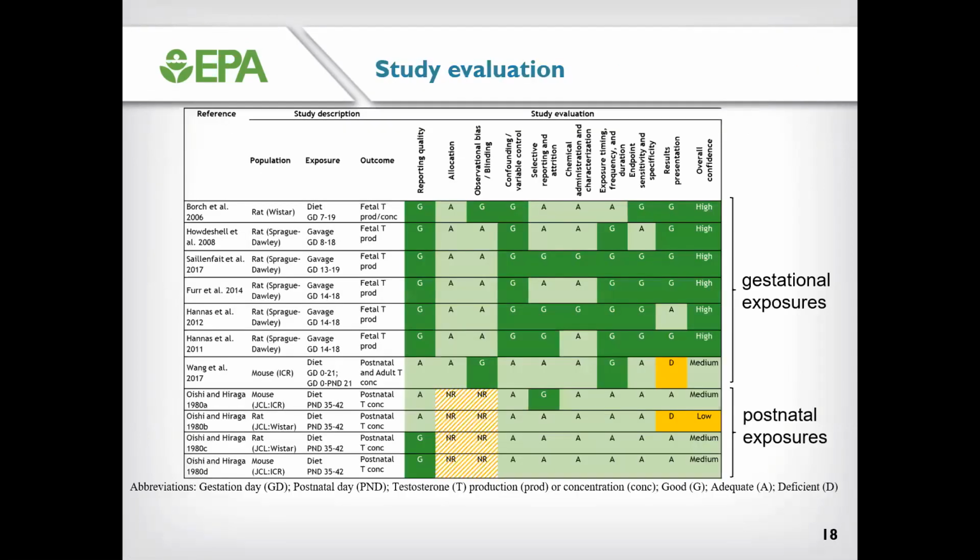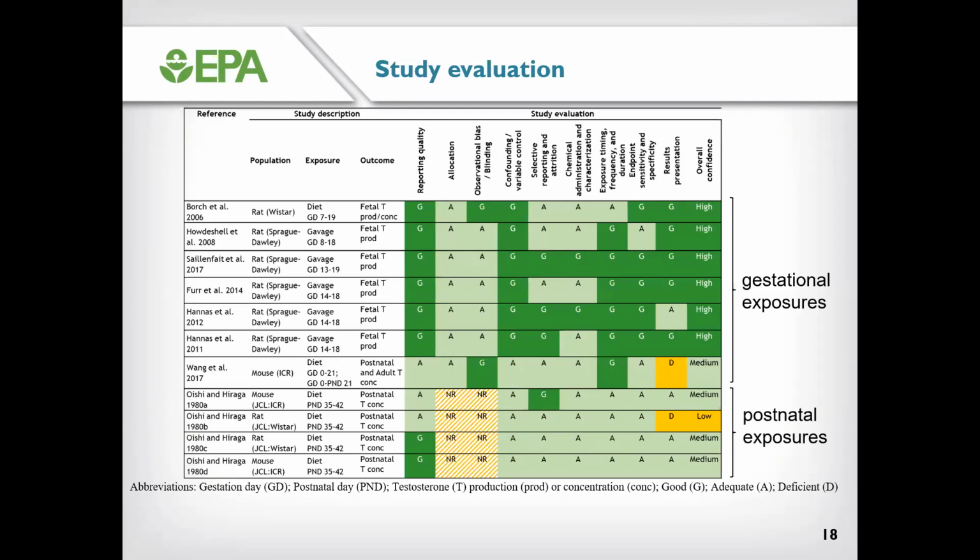So this slide shows a summary of the study designs and the study evaluation results for the animal studies that looked at some measure of testosterone in males. So you can see I've got these divided up into gestational exposure studies and postnatal exposure studies. The gestational studies were any studies that looked at effects in F1 males from mothers that had been exposed to DIBP during gestation. And then the postnatal exposure studies were studies that looked at exposures in young males.